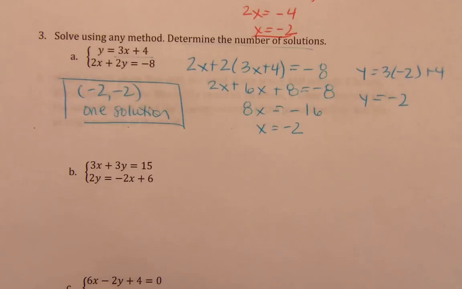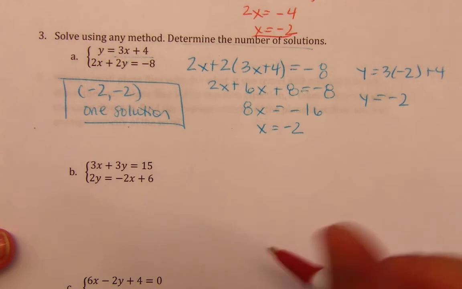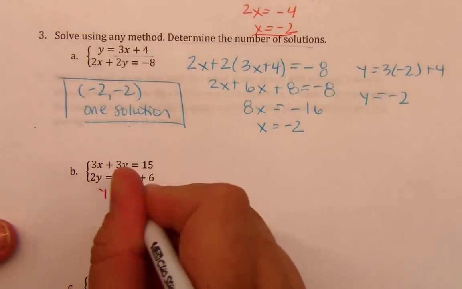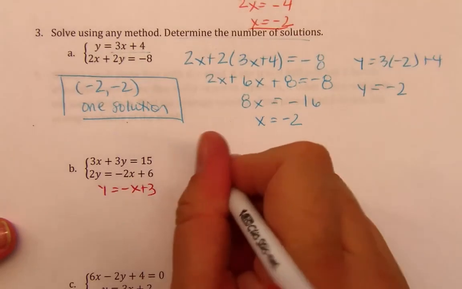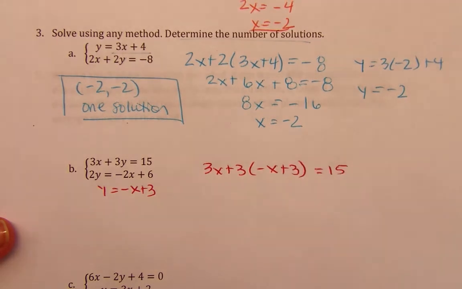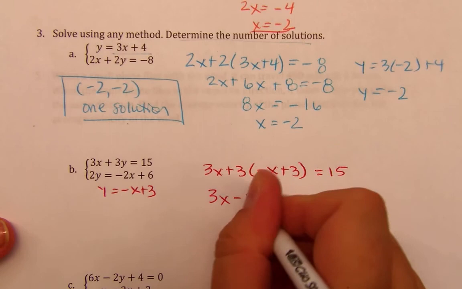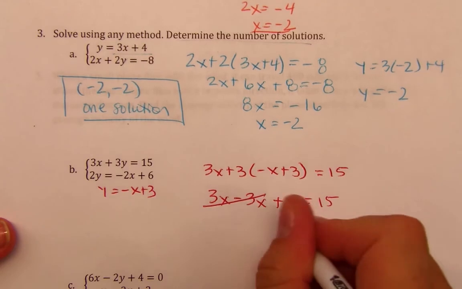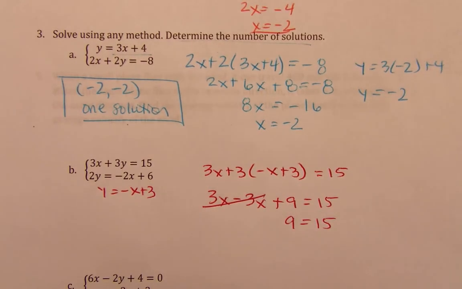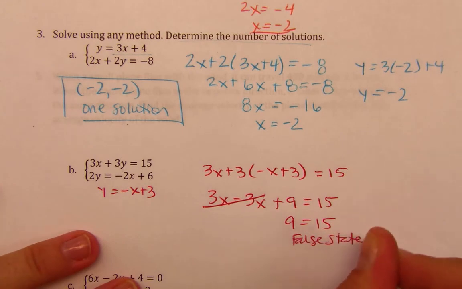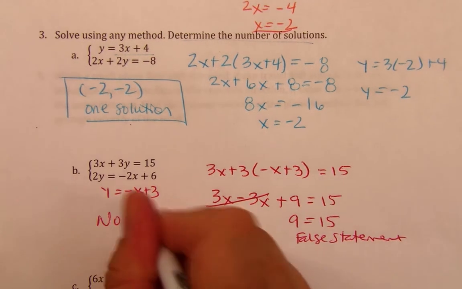And part B, we can go ahead and use whatever method we like. I'm going to go ahead and solve for y and use substitution. So y is equal to negative x plus 3. So 3x plus 3 times negative x plus 3 equals 15. And 3x minus 3x plus 9 equals 15. Those cancel. 9 equals 15. Well, that's a false statement. So that would be no solution.